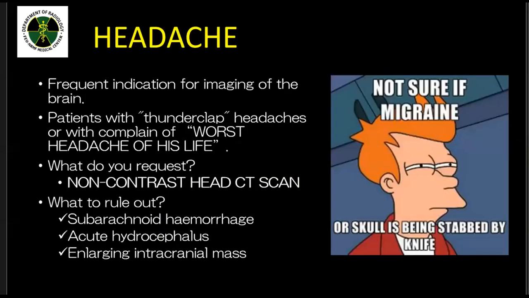For headache, a frequent indication for imaging of the brain. For patients with thunderclap headache or the worst headache of their life, what do you request? Non-contrast head CT scan. So what is ruled out? Subarachnoid hemorrhage, acute hydrocephalus, and enlarging intracranial mass.